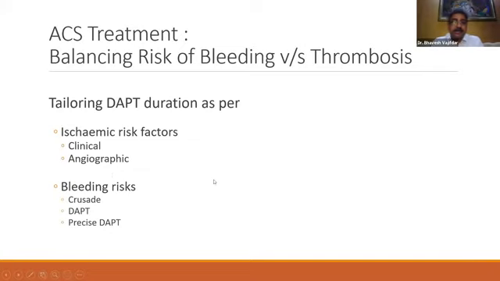So everyone knows, but I'll just tell you in brief, what are the ischemic risk factors? It could be either clinical risk factors or angiographic risk factors.